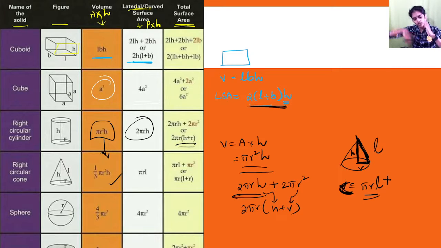If I add the bottom, the bottom is a circle in the cone. So this bottom also, if I add it, what is the bottom? It is a circle. So the area of the circle is pi r square. So I will get the total surface area of the cone.